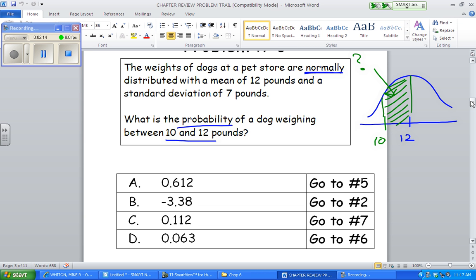Since it's normal, we can do a normal CDF, cumulative, because we're including everything in between 10 and 12. And actually, when we use normal, we use CDF all the time. Unlike binomial, which we'll see in a few minutes, where we use the PDF sometimes. There's a difference, we'll talk about that. But for this one, it's cumulative. It's all the area in between 10 and 12. Those are your left and right boundaries. The mean was given and the standard deviation was given. So we should be able to throw that in and get an answer of around 0.112 for that one.